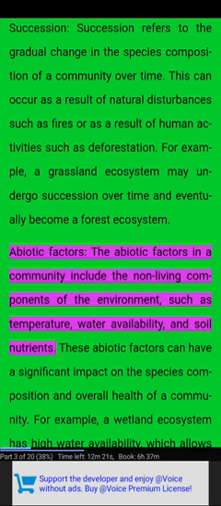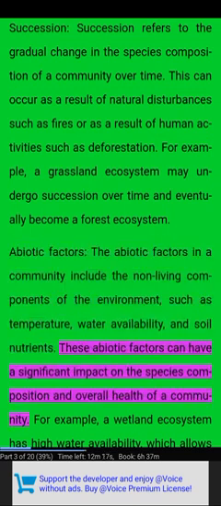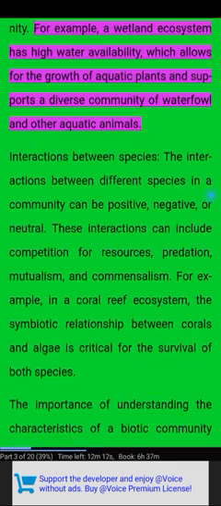Abiotic factors. The abiotic factors in a community include the non-living components of the environment, such as temperature, water availability, and soil nutrients. These abiotic factors can have a significant impact on the species composition and overall health of a community. For example, a wetland ecosystem has high water availability, which allows for the growth of aquatic plants and supports a diverse community of waterfowl and other aquatic animals.